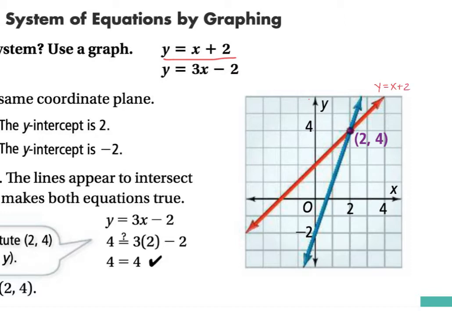Our blue graph is y equals 3x minus 2. And this is what they look like when we graph them. The blue one has a y-intercept of negative 2. The red one has a y-intercept of positive 2. And they meet at the point (2, 4).